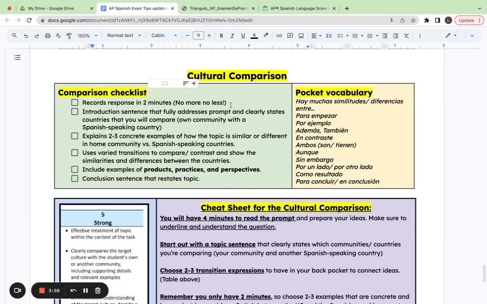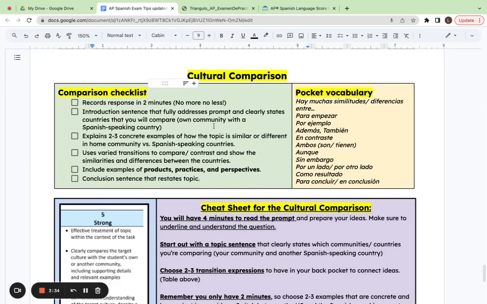Number two, when you're actually creating your comparison, you're going to start off with an introduction sentence that fully addresses the prompt and clearly states the countries or communities that you'll compare. So that might be your own community, your own state, your own town, with a Spanish-speaking country or a region in a Spanish-speaking country.